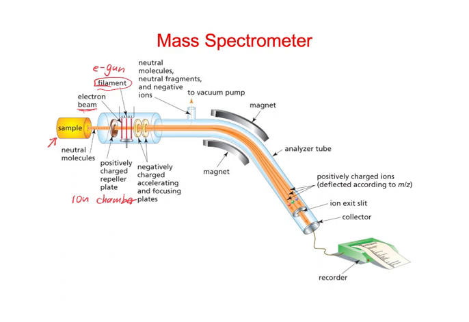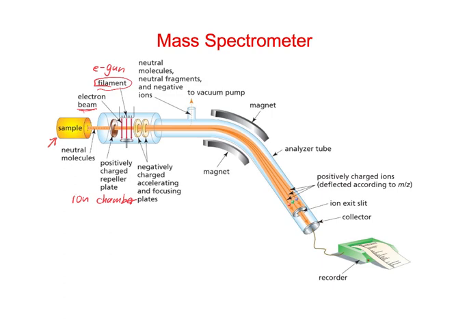And then we have this whole mixture. We'll have neutral molecules that weren't ionized. We'll get some cations, maybe some anions all in here. But the cations are the ones that we're going to analyze.